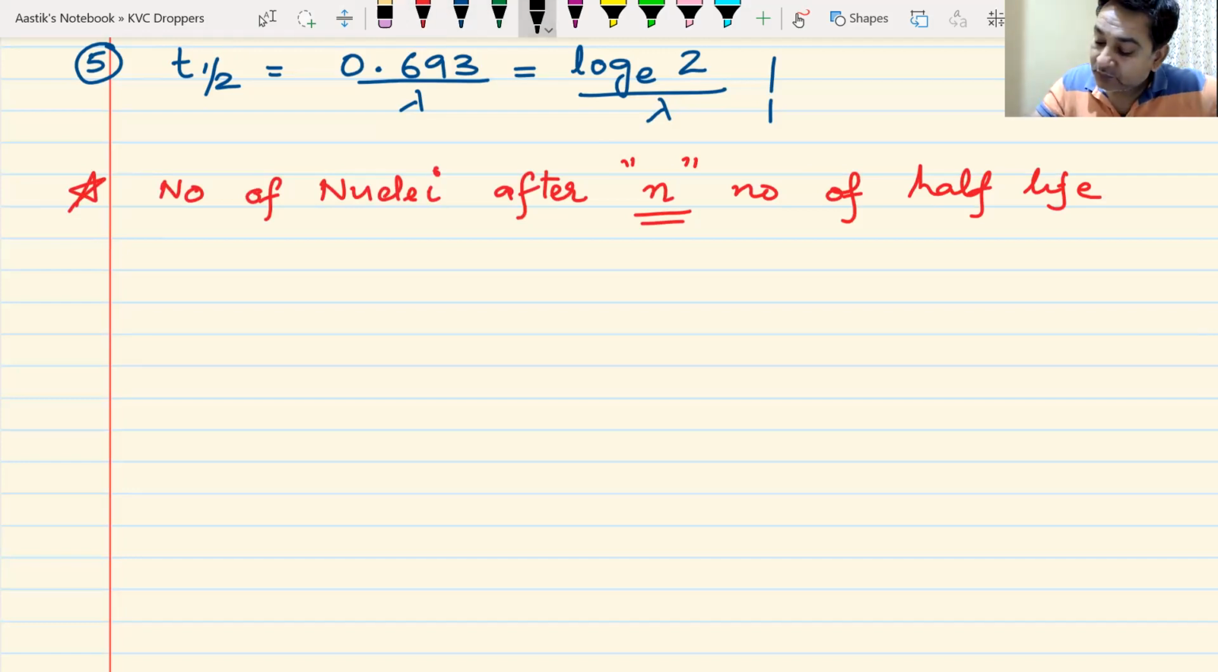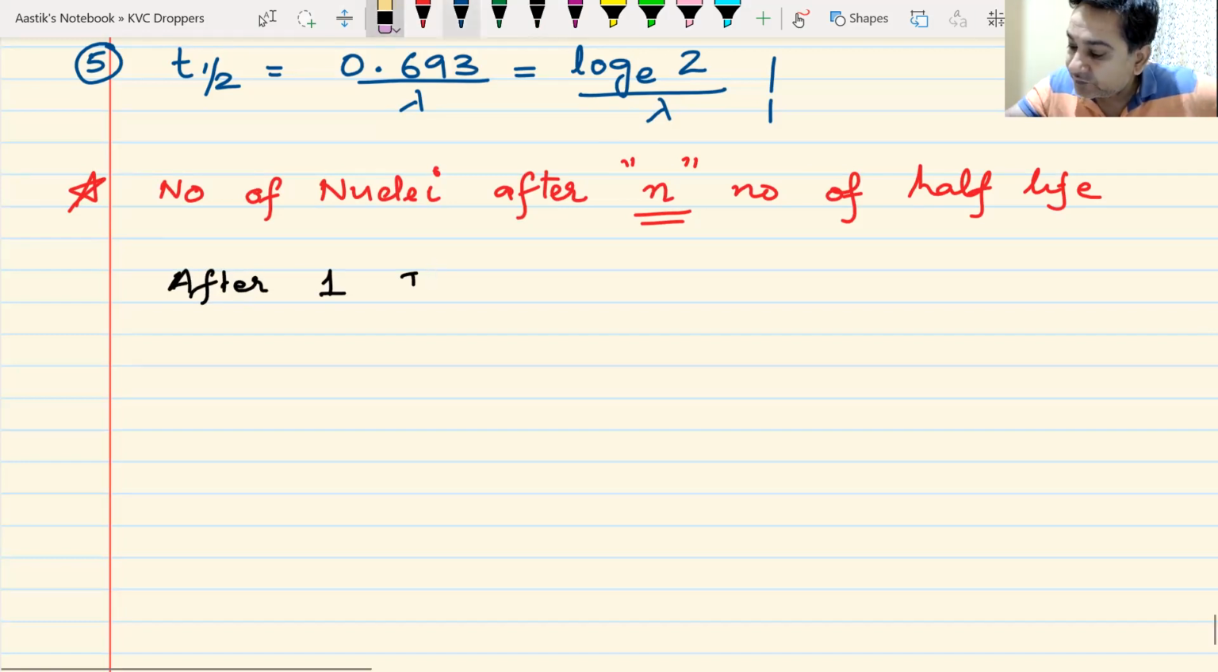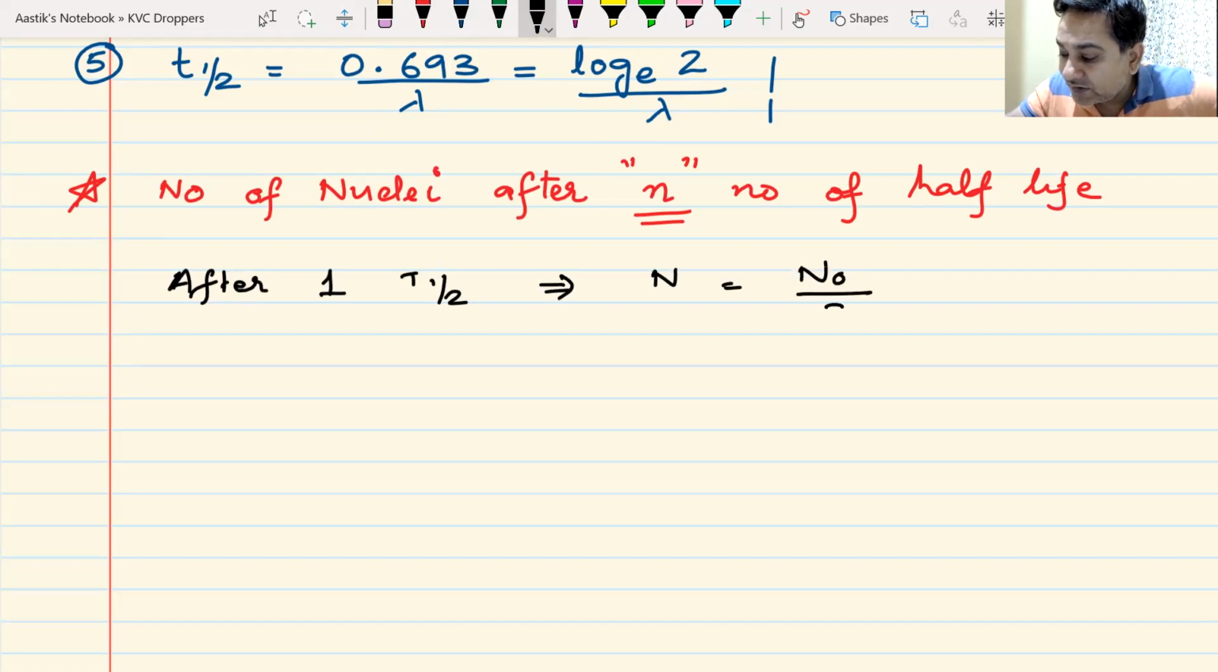Now, after one half-life, and I have half-life, I will write it as T half. After one half-life, what is the number of nuclei I have? N will be equal to N naught by 2. We understand this, yes or no? Yes, sir. Now you will apply some brain and give me the answer.